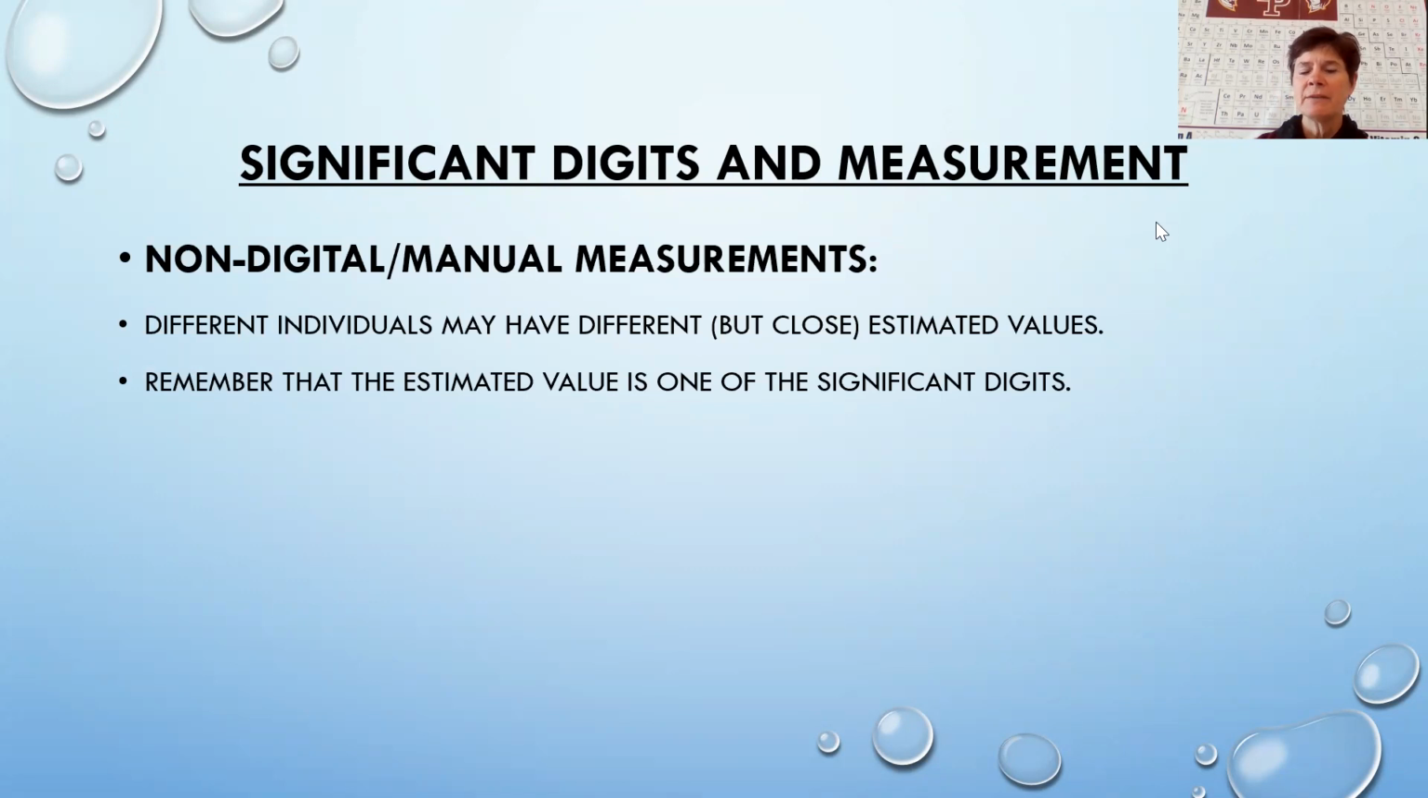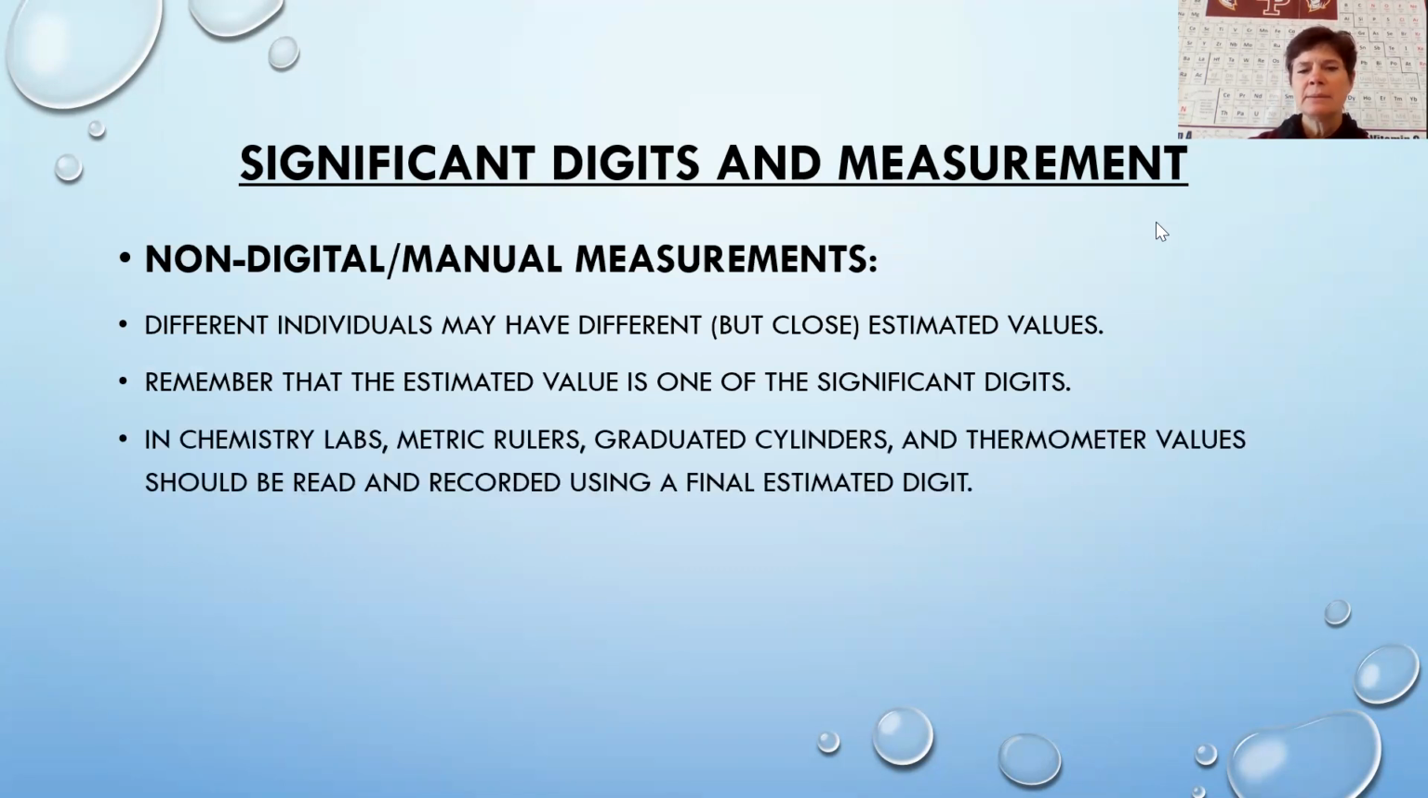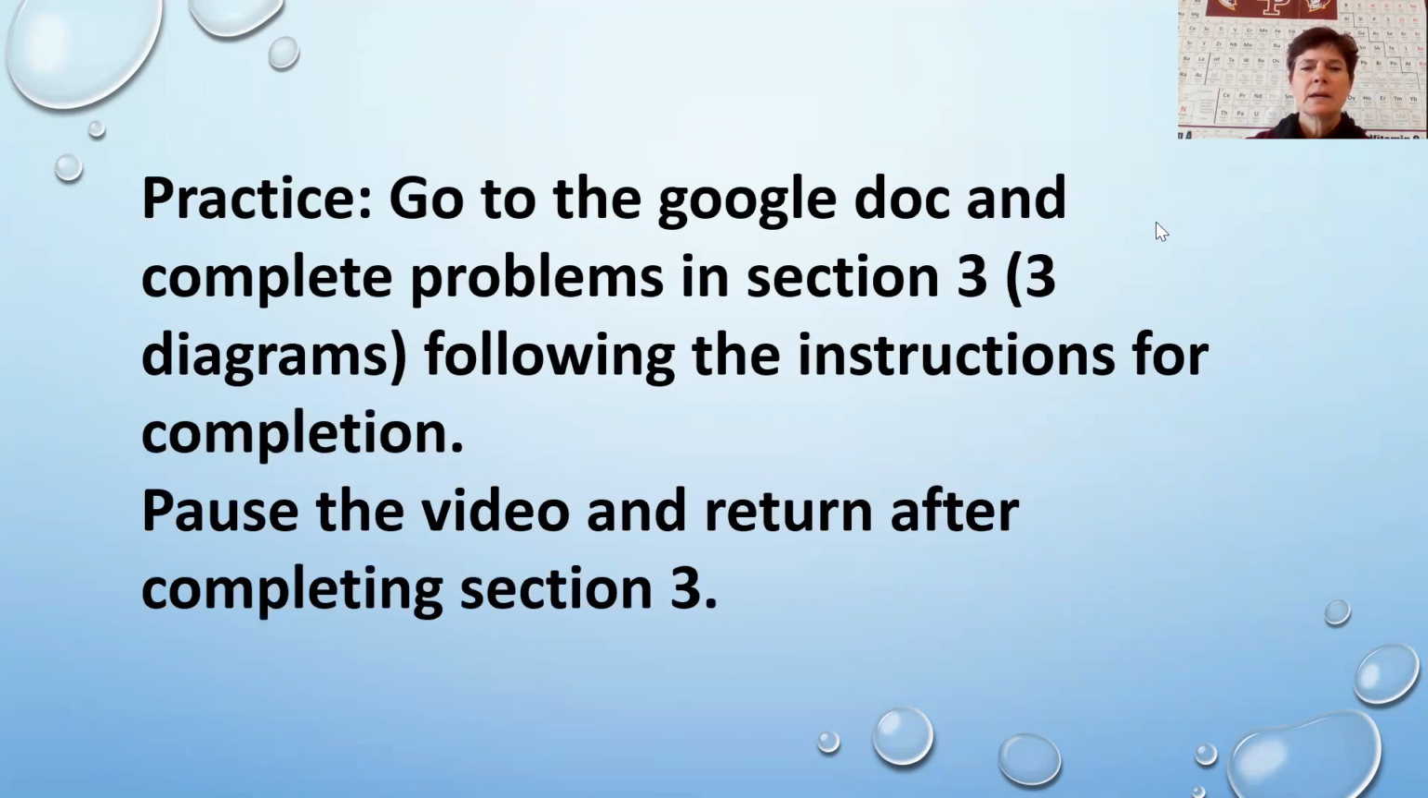Remember that the estimated value is one of the significant digits. In chemistry labs, metric rulers, graduated cylinders, and the thermometer values, not the temperature probe, which is digital, but the thermometer values should be read and recorded using a final estimated digit. Now pause the video and go on to complete the practice problems in section 3. There are 3 diagrams following the instructions for completion.